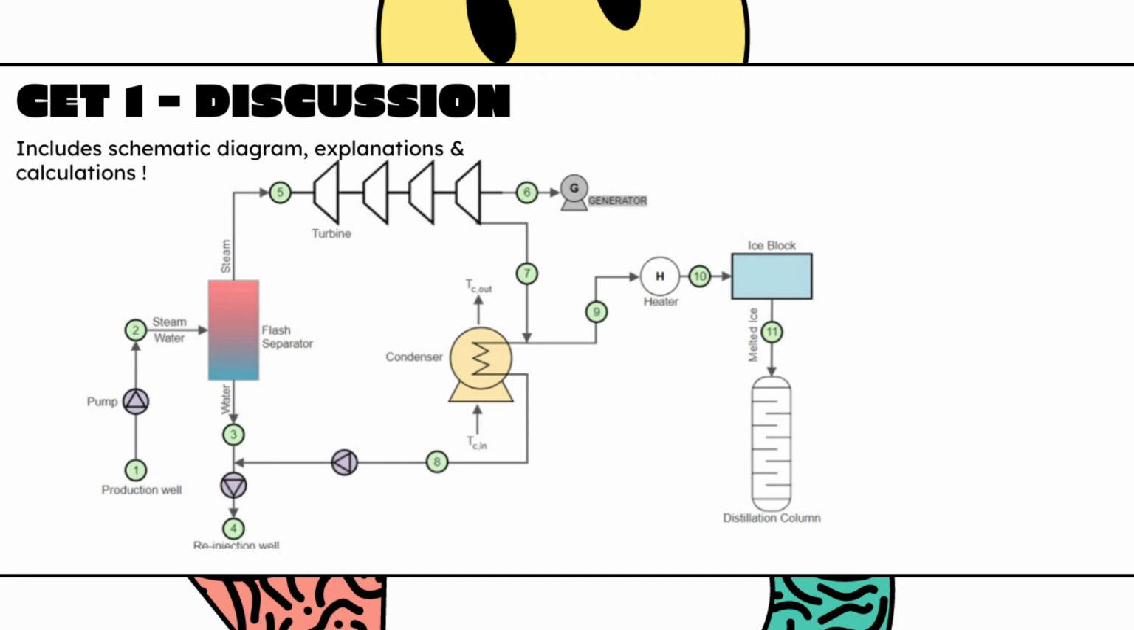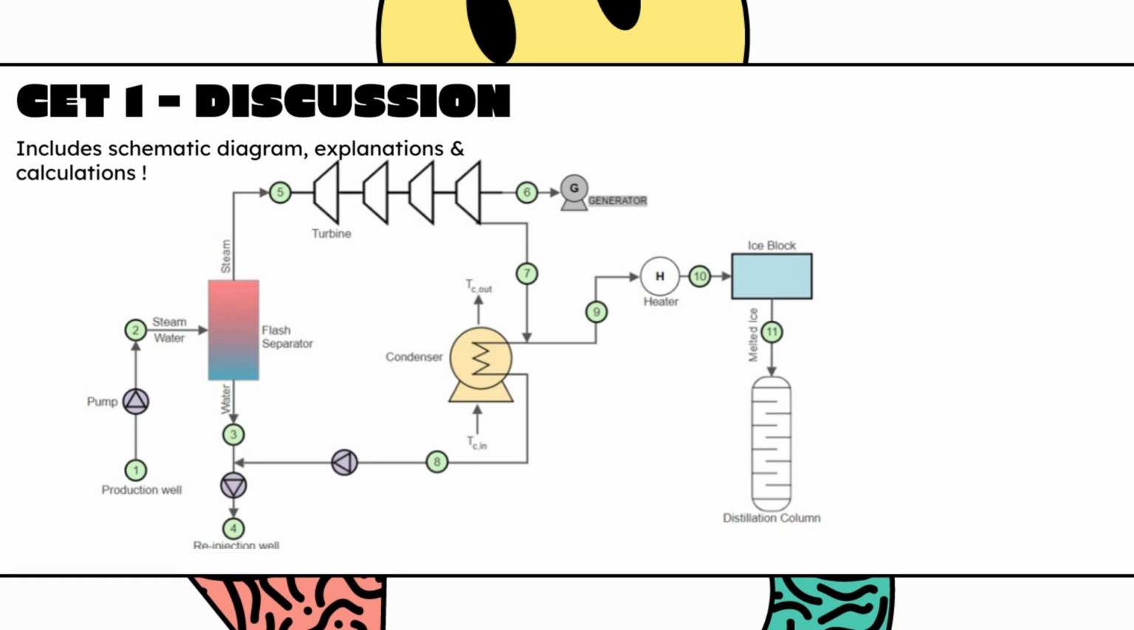So today I'll be talking about the CET1 schematic diagram involved in our geothermal power plant in IDP project. So first of all, the production well supplies the superheated steam into the flash separator where vapor and liquid is separated. It is then pumped through the turbine where electricity is generated and it's sent to the generator.